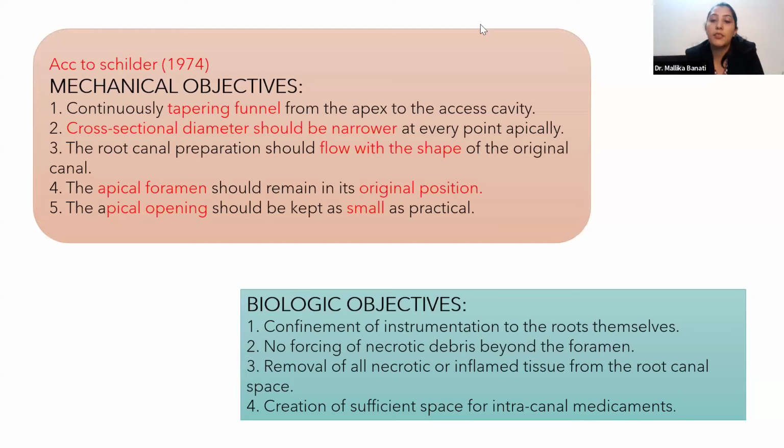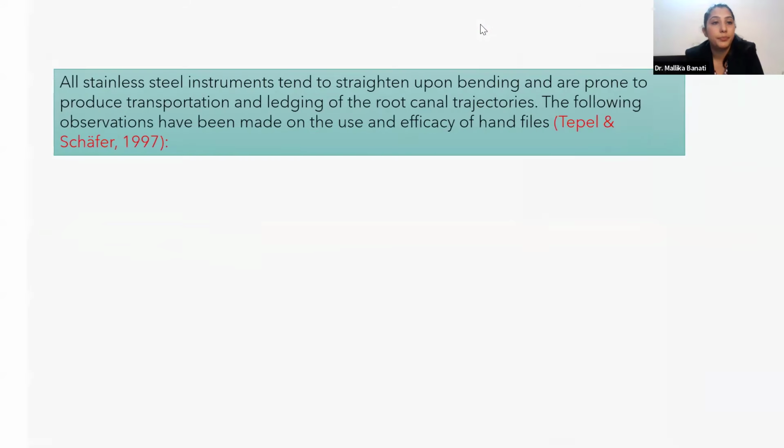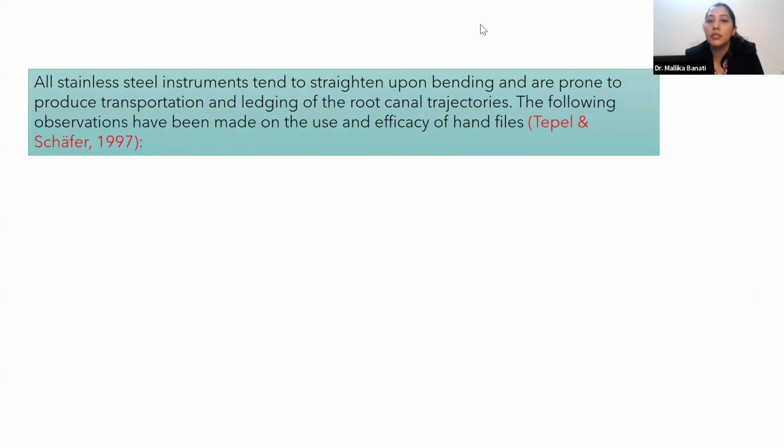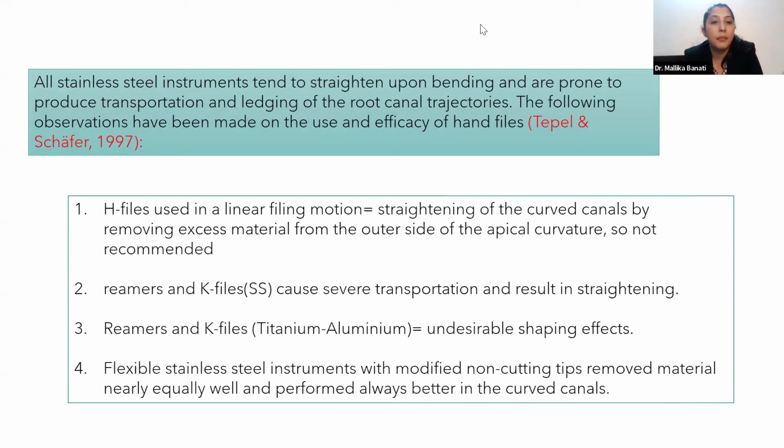Creation of sufficient space for intracanal medicaments. All stainless steel instruments that straighten upon bending are prone to transportation and ledging. So it is mostly said that regular hand files should be used instead of just the stainless steel, because the preparation is very less. At the same time, H files, like I told you previously, are used in a linear filing motion. They straighten the canals, so they are not very recommended for curved canal cases.